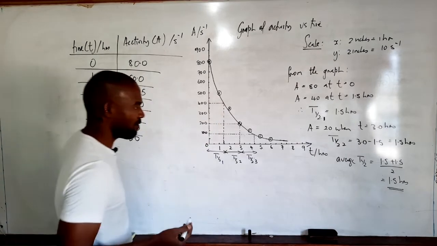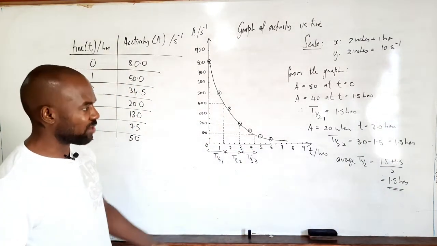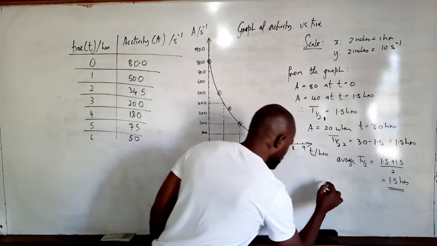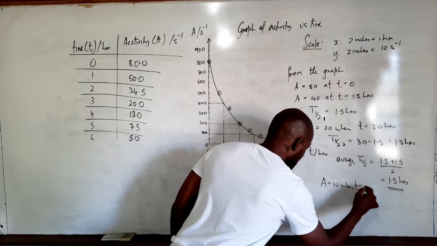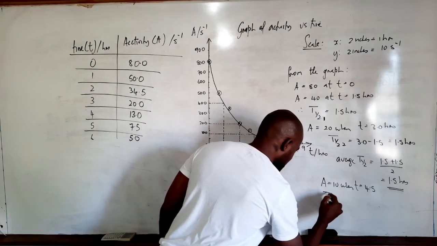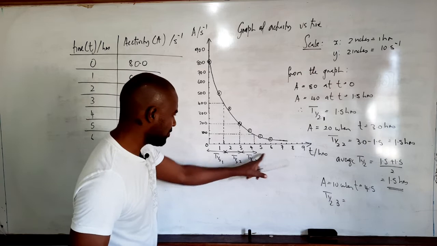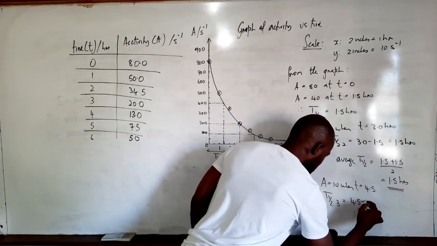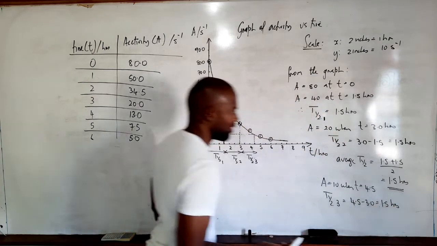Let's call it t half 3. And between 3 and 4.5, we get another half-life of 1.5 hours. So let's just write that down. So we could say now A equals 10 when t is equal to 4.5, and therefore t half 3 would be equal to 4.5 minus 3.0, which gives us another 1.5 hours for the half-life, right?